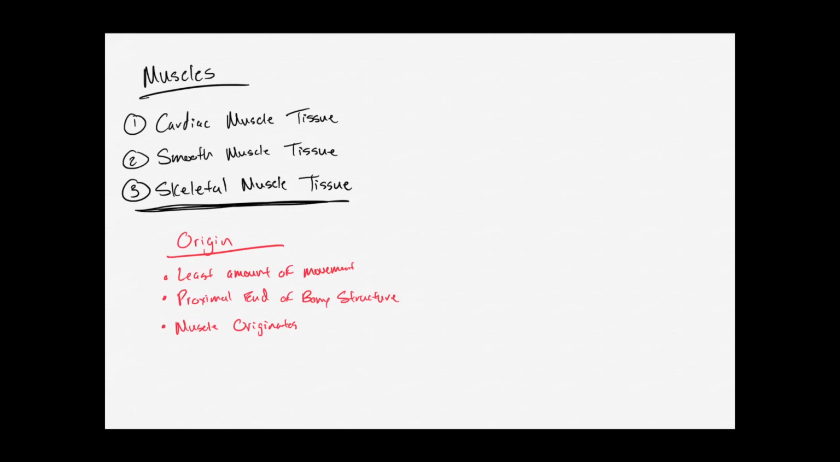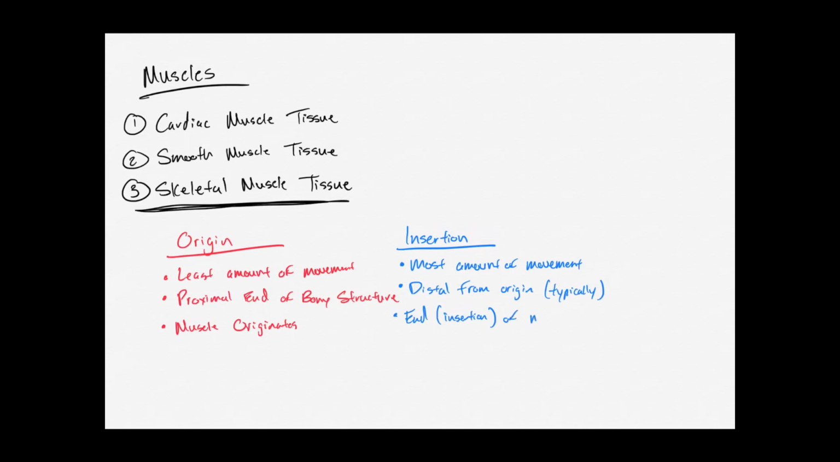The second thing we need to know when discussing skeletal muscles is where it inserts. The insertion point is where there's the most amount of movement. It's going to be distal to the origin of the muscle. And again, this is the insertion of the muscle, where it ends. And the last thing that we need to know when learning about skeletal muscles is their action. What happens when the muscle contracts? What happens when the muscle relaxes?